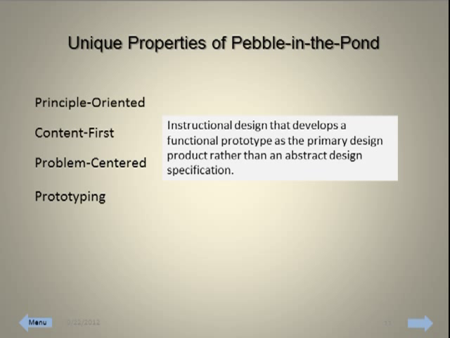The Pebble model attempts to overcome this problem by developing a functional prototype. A functional prototype is a mock-up of the instructional strategy that includes actual content material and that allows learner interaction with the instructional strategies. A functional prototype approximates the learner interaction in the final product.